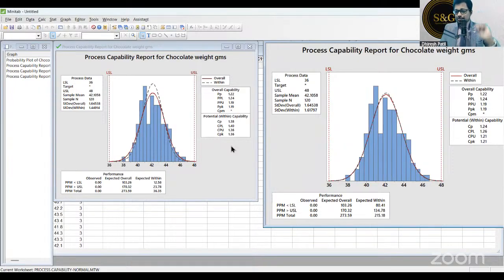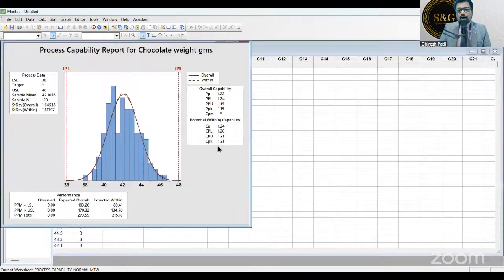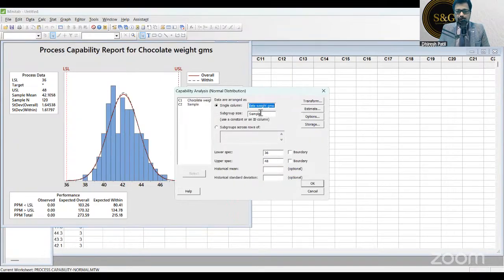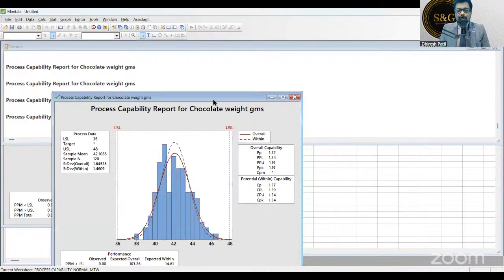So let's talk about 4 sigma. When we take samples separately, here is where we have taken the separate samples. When we took samples of 10 chocolates, our Cpk is 1.2. Now let's make it a little different. Instead of sample, when we are making it 1, I am getting 1.34. Look at this. See the difference, huh?